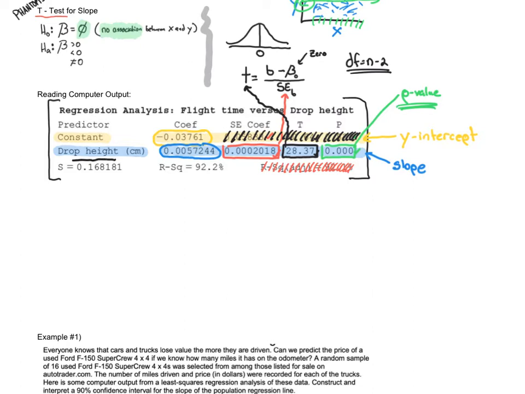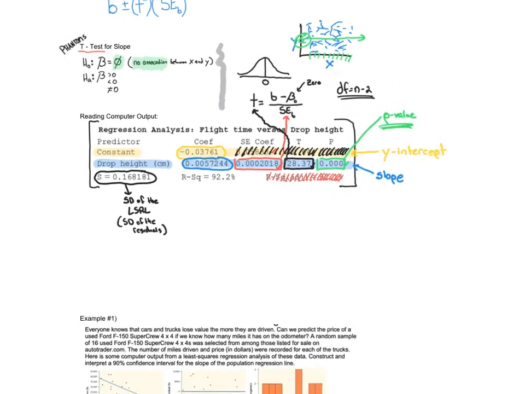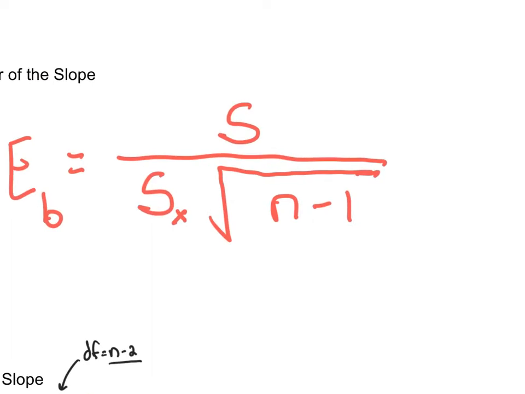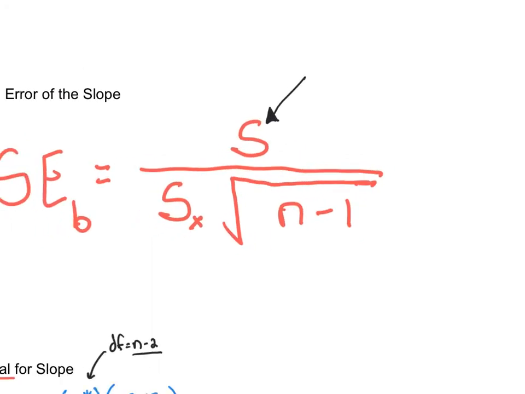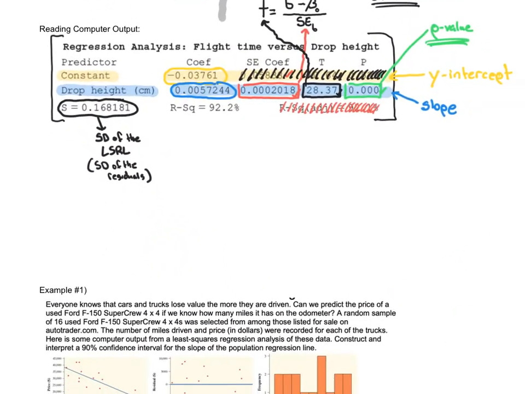Let's also continue to talk about what the S is. This is the standard deviation of the least squares regression line, or sometimes called the standard deviation of the residuals, because it's the same idea. And that is the S that goes on the top of the standard error calculation. So that is that S if you ever needed it for whatever reason. I'm not going to make you do those.